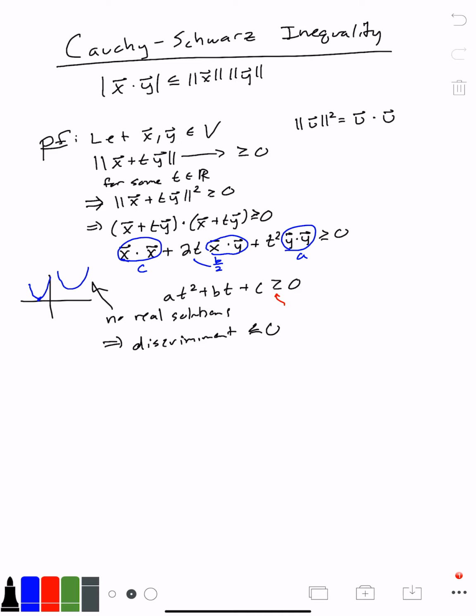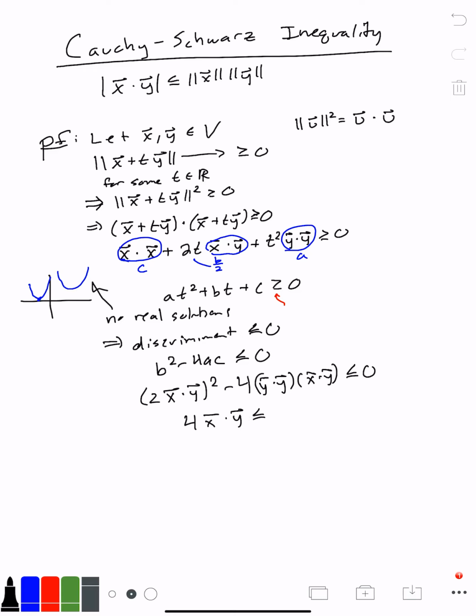So what is the discriminant on that? The discriminant is b squared minus 4ac, and we need that to be negative. Oh, but what is b? B is 2 times x dot y, a is y dot y, and c is x dot x. And so then what you're going to see here is you're going to see 4 times x dot y squared, move the other term over, 4 times x dot x, and then y dot y. And then divide out the 4's here.